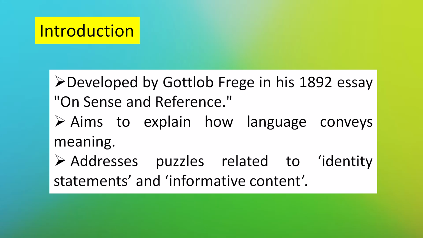After studying mathematics and philosophy at the University of Jena, he became a lecturer at Jena, where he developed groundbreaking ideas. His major works include Concept Writing, which was published in 1879, where he introduced a formal logical system. The second most important work of Gottlob Frege is The Foundations of Arithmetic, which was published in the year 1884, which argued for logicism, the view that arithmetic is reducible to logic. And another important work is On Sense and Reference, published in 1892, which distinguished between sense and reference.